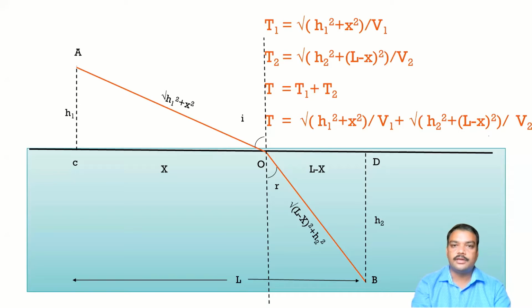And in triangle ODB, OB is the hypotenuse. Then its length becomes square root of (L minus x) whole square plus h2 whole square. Here, h2 is the distance of point B from the surface of water D.